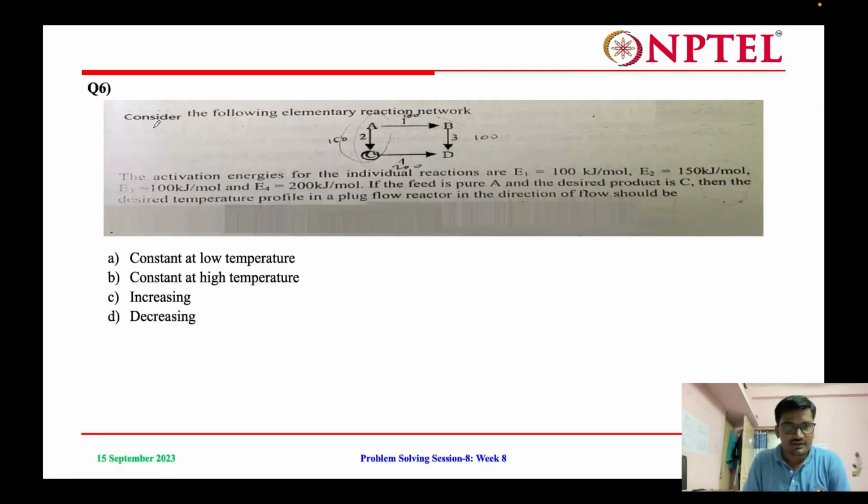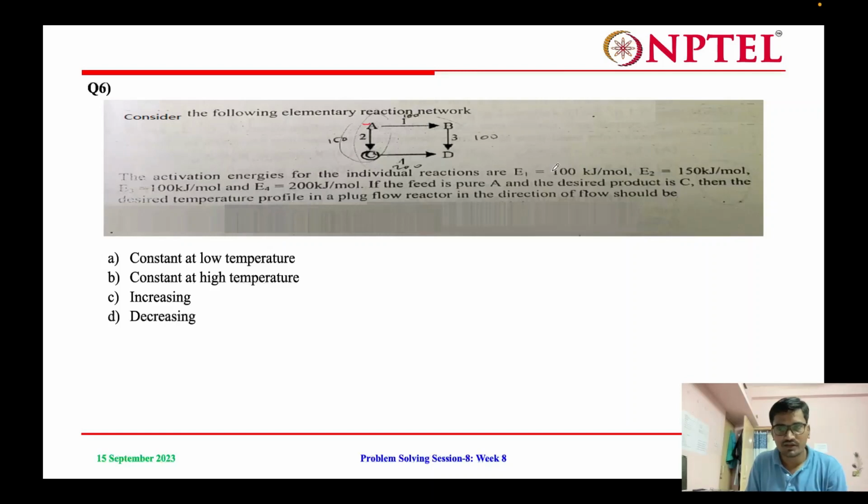Now moving to question number 6. Consider the following elementary reaction network. A gives B, B gives D, and A gives C, and C gives D. So reactions 1, 2, 3, 4. The activation energies for the individual reactions are E1 100 kilojoule per mole, E2 150 kilojoule per mole, E3 100 kilojoule per mole, and E4 200 kilojoule per mole. If the feed is pure A and the desired product is C, then the desired temperature profile in the plug flow reactor in the direction of flow should be.